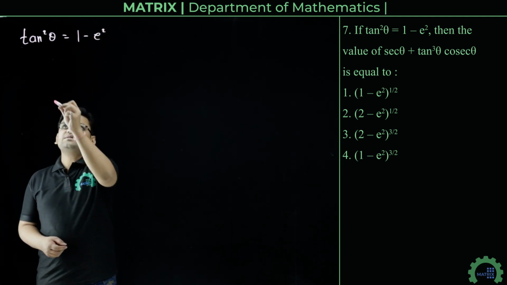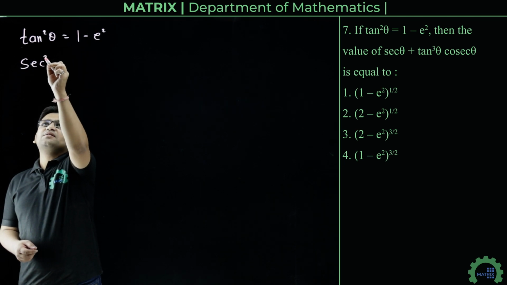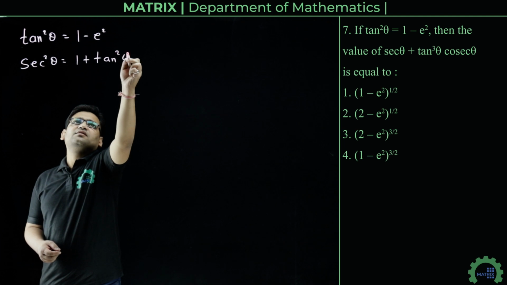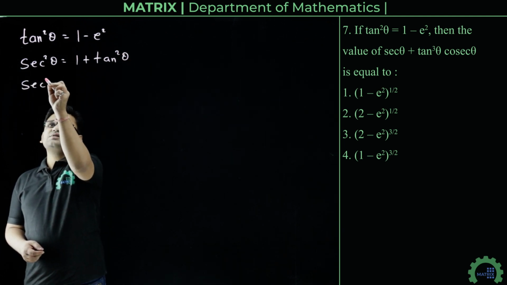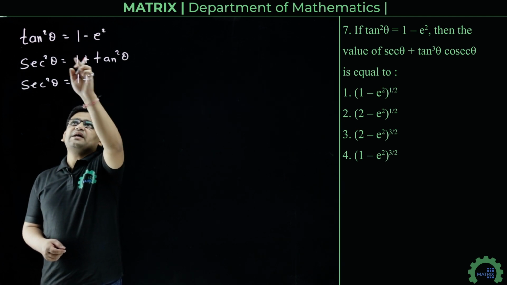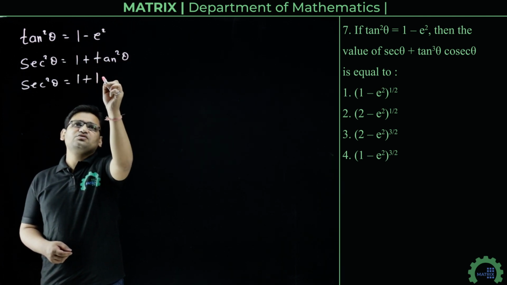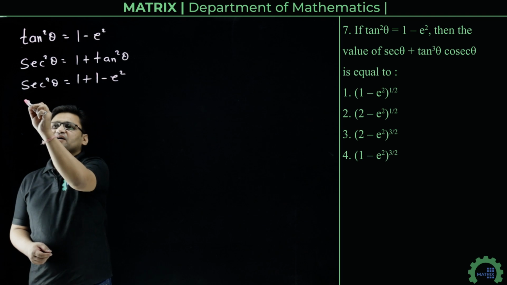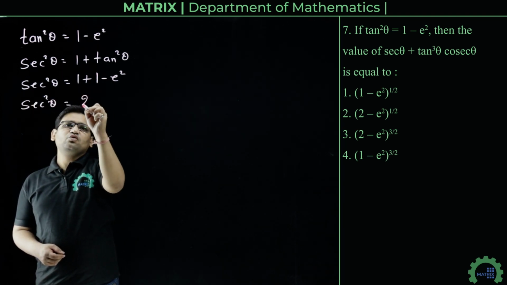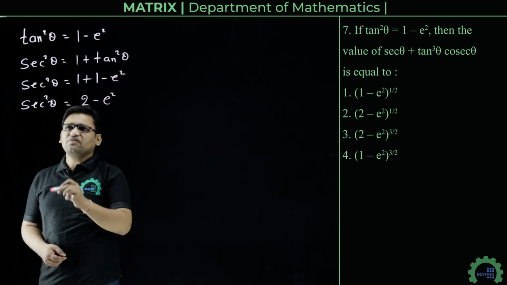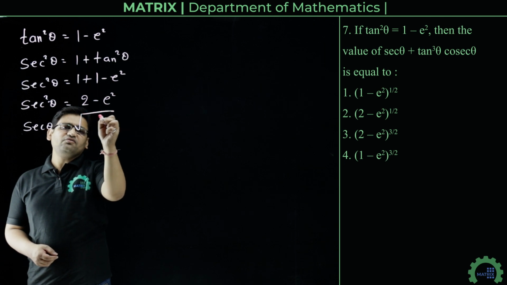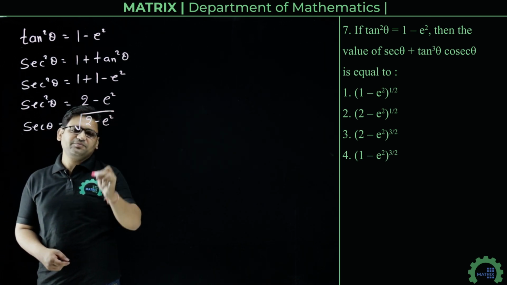We know that sec square theta equals 1 plus tan square theta. So sec square theta will be equal to 1 plus tan square theta, which is 1 minus e square, so it is 1 plus 1 minus e square. Finally we get sec square theta equals 2 minus e square, or we can say that sec theta equals square root of 2 minus e square.